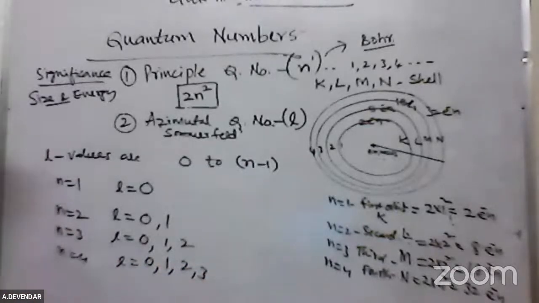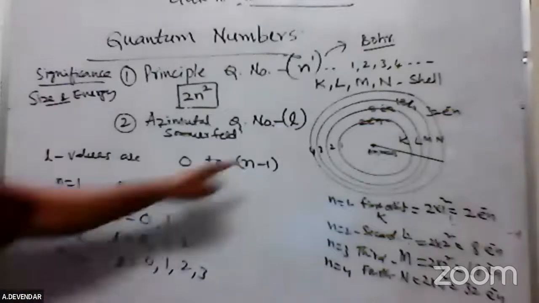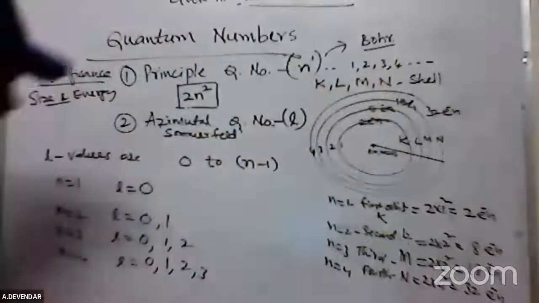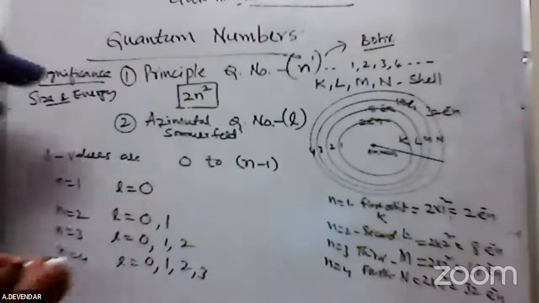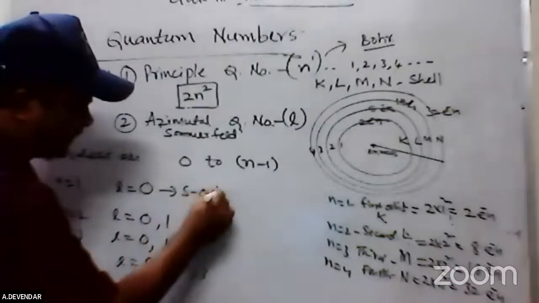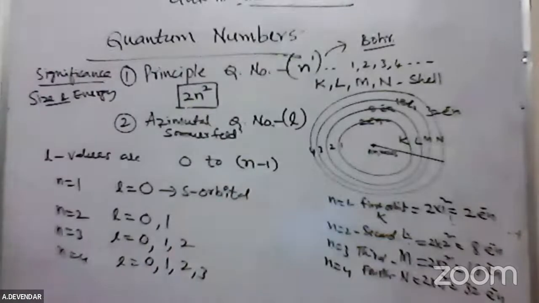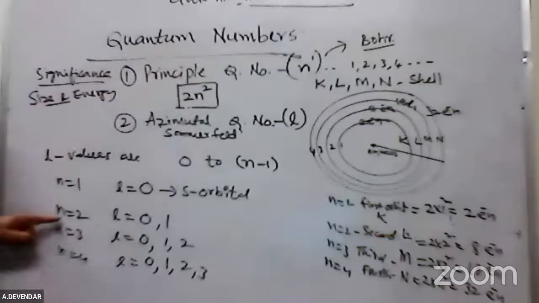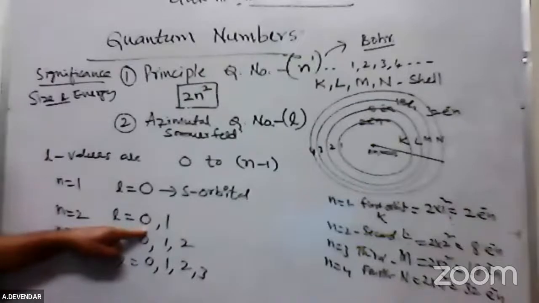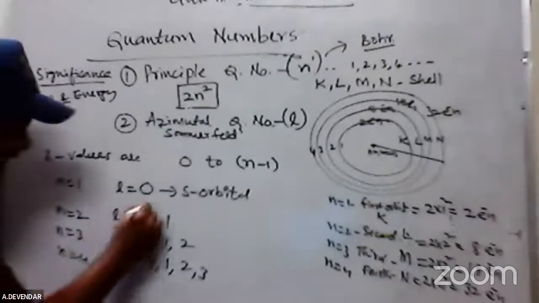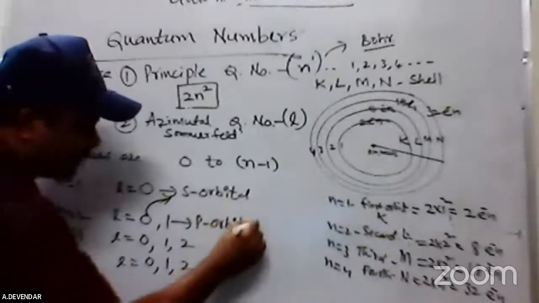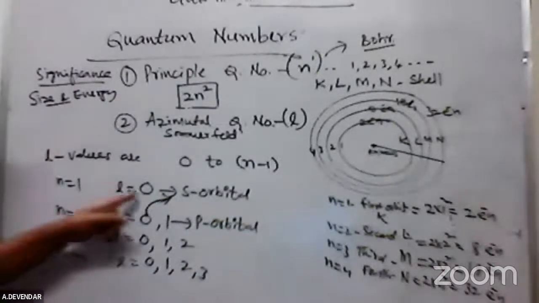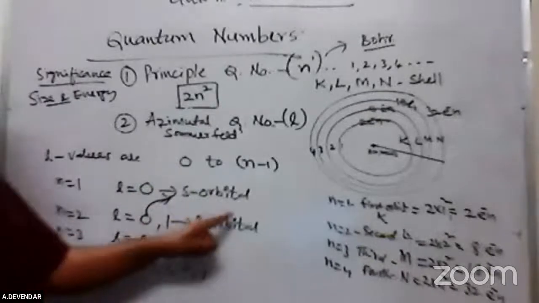What that means is n is 1, 2, 3, 4, called the main shell. Main shell means K, L, M, N. In that main shell, how many subshells are present? In the first orbit, there is only 1 subshell, called the s orbital. If L is equal to 0, it is the s orbital. N is equal to 2, the second main shell, is the L shell. In that L shell, 2 subshells are there. One is 0, that means s orbital, another is L is equal to 1, which is a p orbital. So friends, L is equal to 0 means s orbital, L is equal to 1 means p orbital.